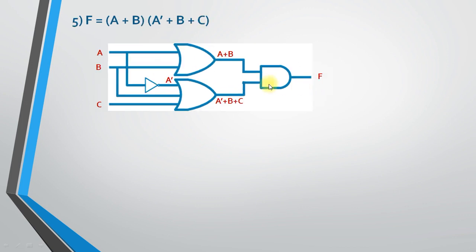Now the last Boolean function is F equals A plus B into bracket A dash plus B plus C. Right? So how can we find this particular Boolean function? There are two OR gates. In the first OR gate, we pass the value of A and the value of B. The value of A and the value of B is represented between the OR gate, and OR gate is represented by the plus sign.